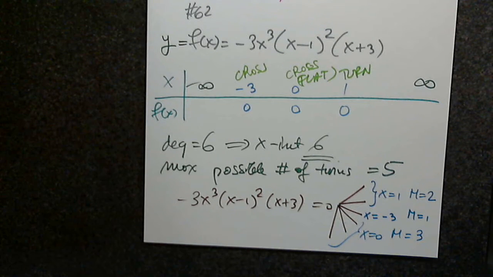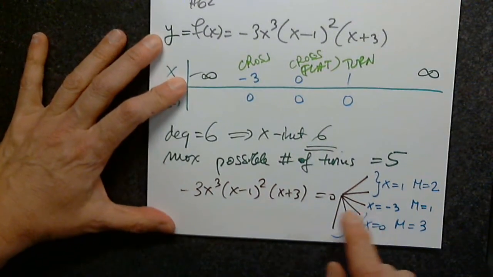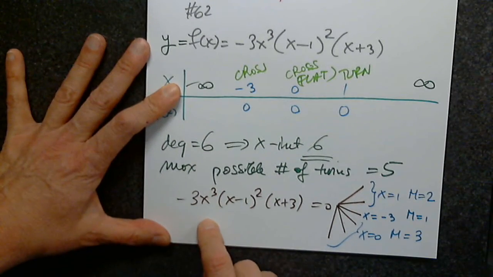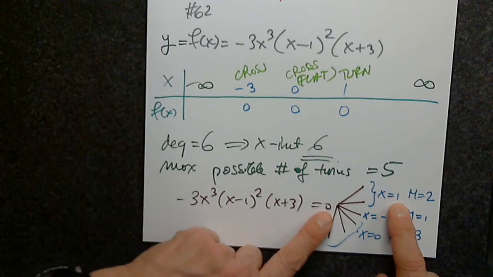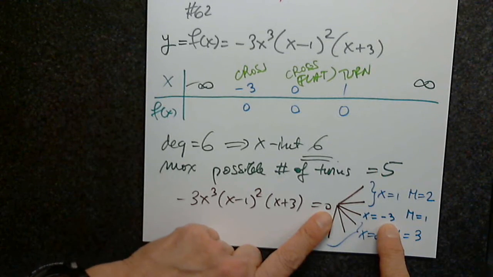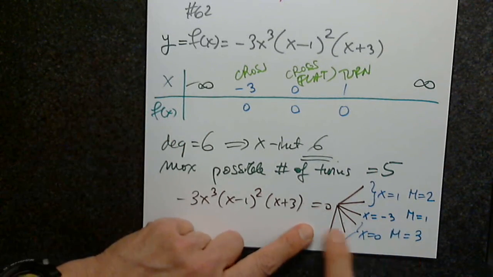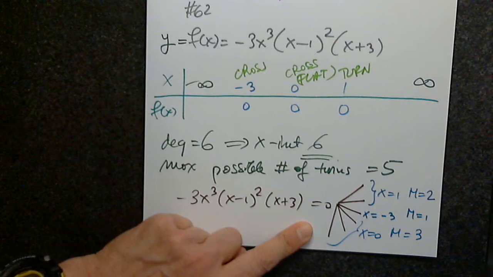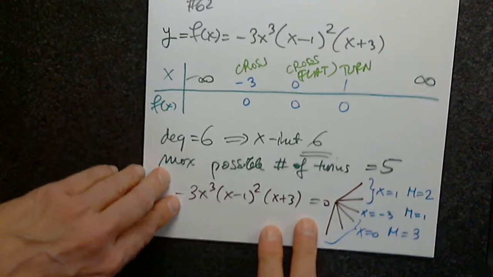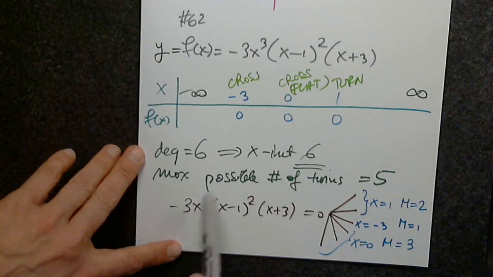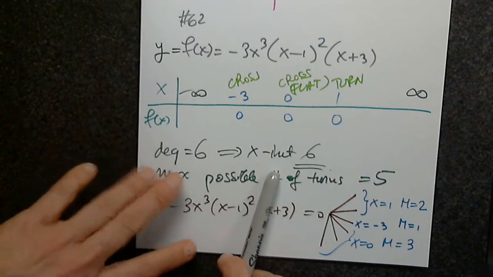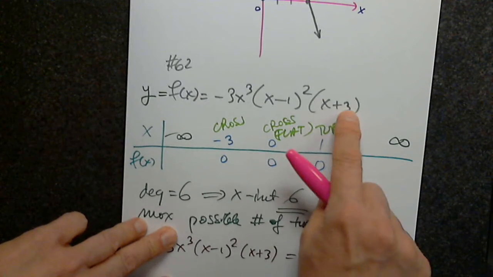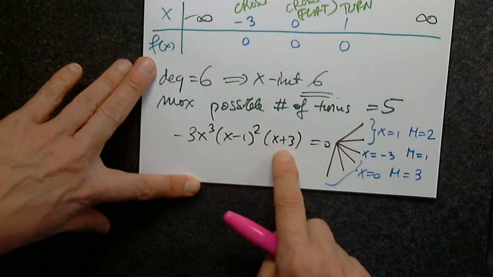Wait, how are you getting the f of x to be 0? What is that in your chart? So we are trying to find the x-intercepts. When I try to find the x-intercepts, I have to set y equal to 0. And this is y, set equal to 0.